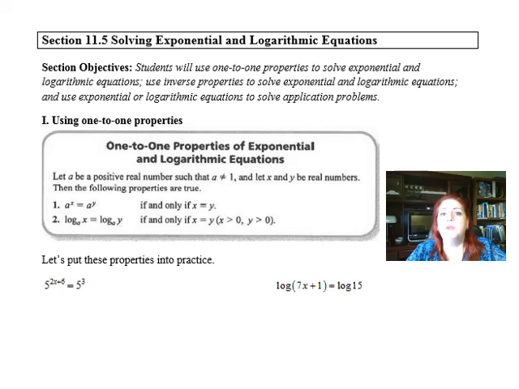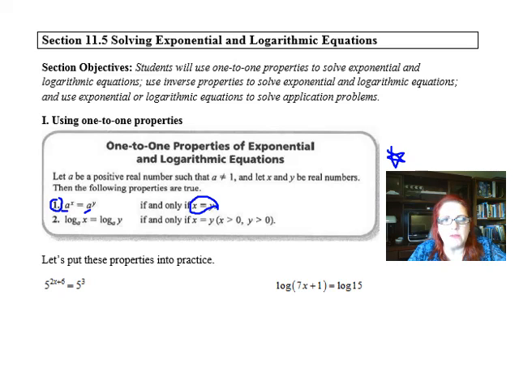So we're going to use one-to-one properties to solve our exponential and logarithmic equations. And so we've got our one-to-one properties written right here. So we want to take a look at these. The first one is a to the x is equal to a to the y. Now notice that a and a have the same base. So this only can occur if the exponents x and y are equal to each other as well. So x has to equal y.